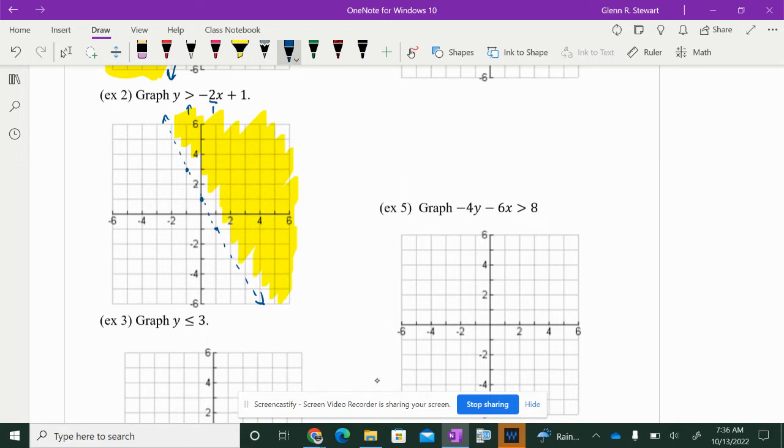Now, take a look at this. If I use that same test point, (0, 0), which is now on this side, 0 is greater than -2 times 0 plus 1. Now 0 is greater than 1, which is not true. Therefore, wherever that test point is located, I would shade on the opposite side of the line, which I did. So it's a nice way to kind of check yourself if you want to.